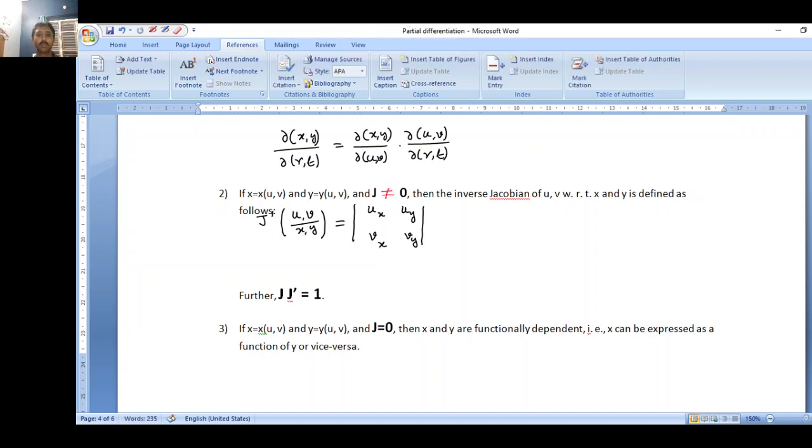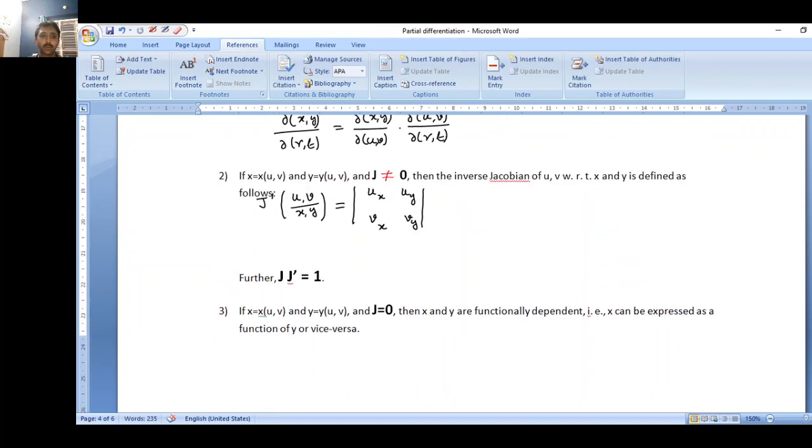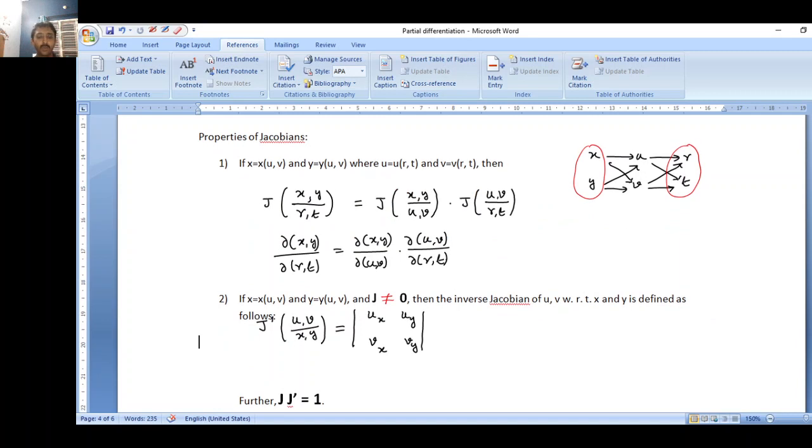Yeah, so these are the three properties that we have discussed just now. Just to recall, the first property is about the composition of functions. If x and y are functions of u and v, and u and v are functions of r and t, then the Jacobian of x and y with respect to the final independent variables r and t is given by the Jacobian of x and y with respect to u and v, multiplied with the Jacobian of u and v with respect to r and t, right?